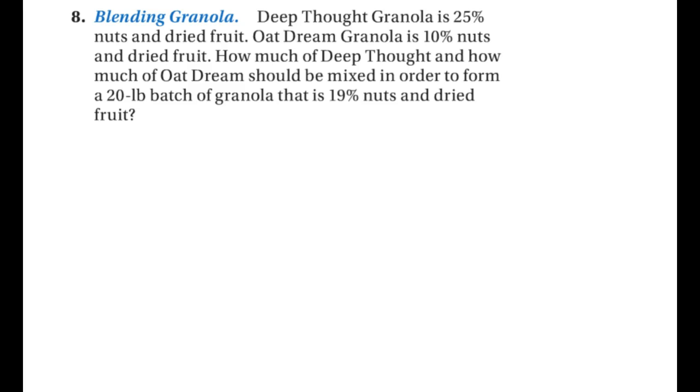Again, this is another mixture problem, so I'm going to put the percentages together. It looks like I've got 25% of, we can call it x, plus 10% of the y's. Maybe it'd be better if I would have labeled those, because I'm not sure which one is the dried fruit and which one is the nuts. So I probably should have used D and N. But I do know that x plus y, I've got a total of 20 pounds.